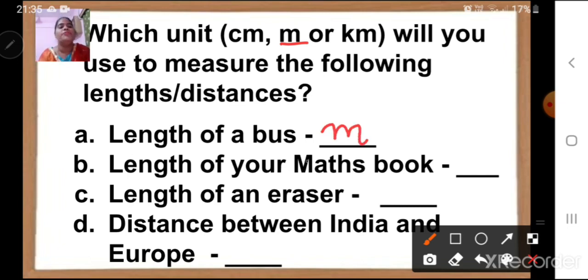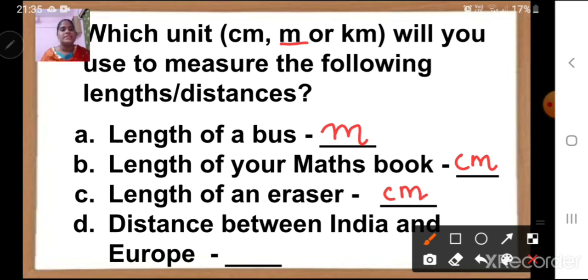Then length of your maths book. Now children, if you have your textbook, right? So if you want to measure this, we can use a scale, correct? And in scale we have centimeter. So length of your maths book will be centimeter. Then length of an eraser. Now again, eraser is smaller one, correct? So if I want to measure, I can use a scale. So it will be again in centimeter.